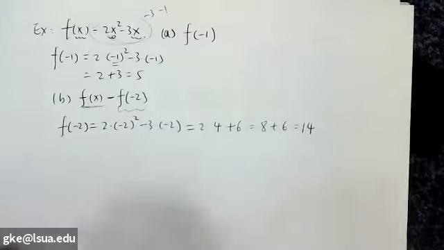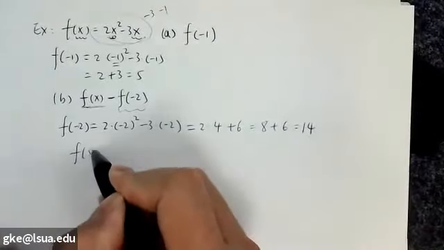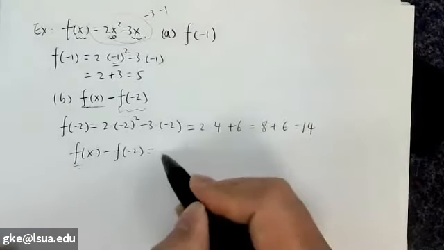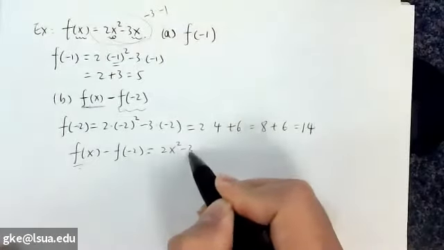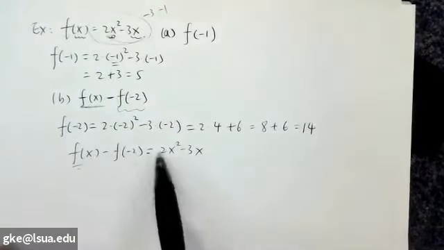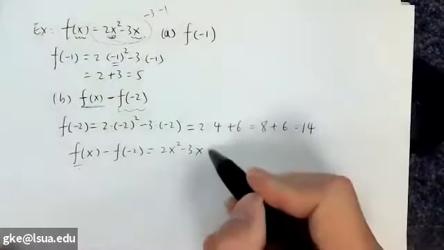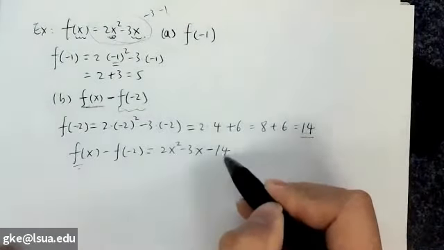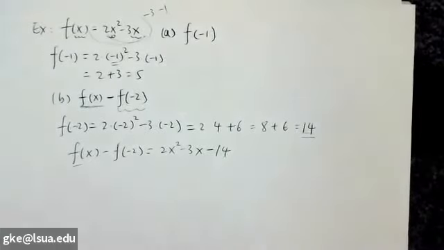Now we can plug in. f(x) is 2x squared minus 3x. We just copy it, right? And for the subtraction, what do we get? 14. That's it.